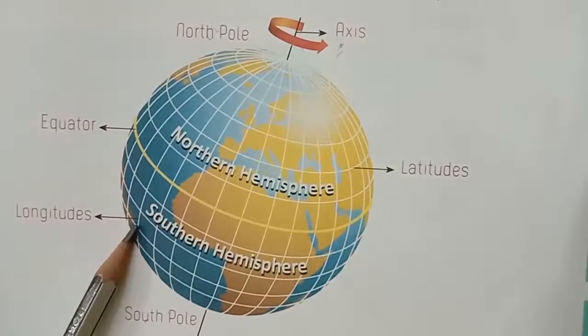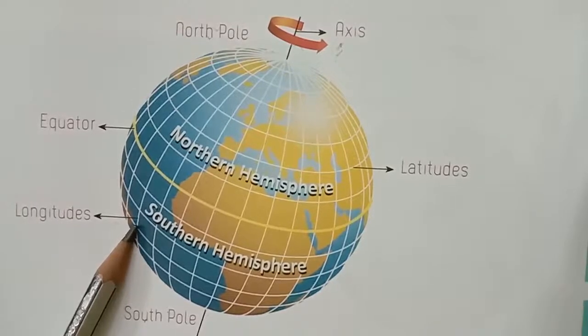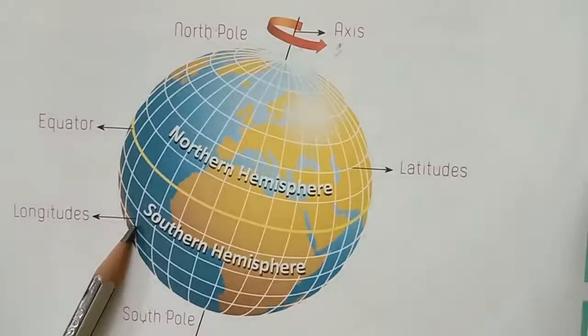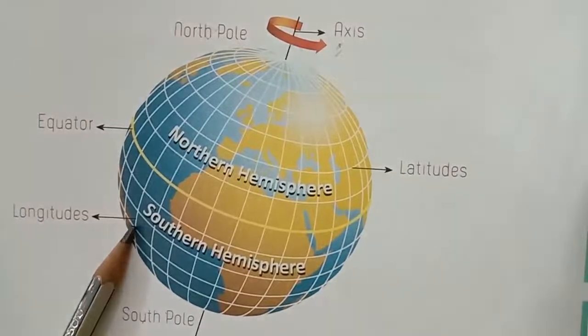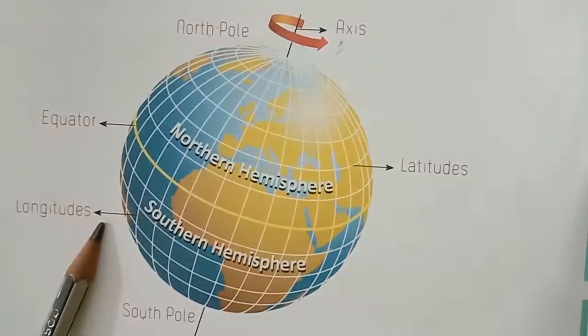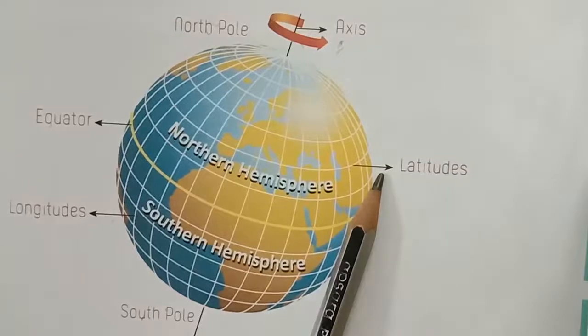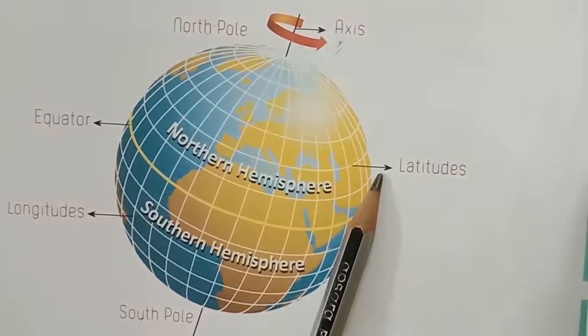Next, children, longitudes. The long vertical imaginary lines running from one pole to another pole are called lines of longitude. They specify the east-west position of a location on the Earth. Longitudes specify the east-west position of a location on the Earth, and latitudes specify the north-south position of a location on the Earth from the equator.